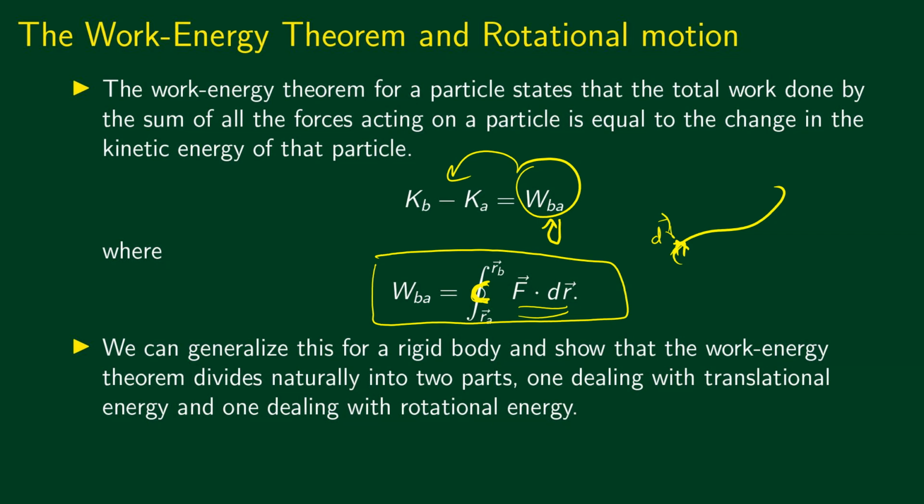Now we can generalize this for a rigid body. We are going to generalize this theorem for a rigid body and show that the work energy theorem divides naturally into two parts, one dealing with translation and the other dealing with rotational energy.